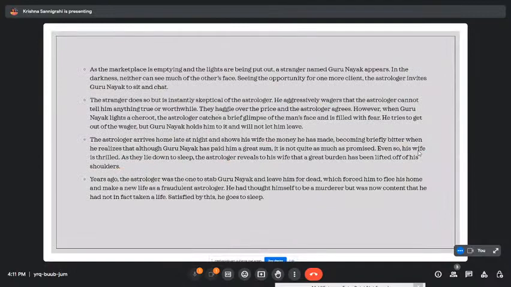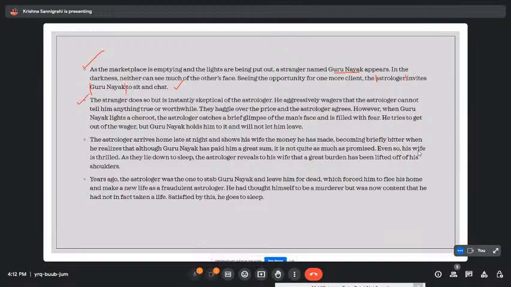Now, as the marketplace is emptying and the lights are being put out, a stranger named Guru Nayak appears. In the darkness, neither can see much of the other's face. Seeing the opportunity for one more client, the astrologer invites Guru Nayak to sit and chat. So we see two prominent characters here, the astrologer and Guru Nayak, and they have sat together to chat, that is, to discuss certain things.